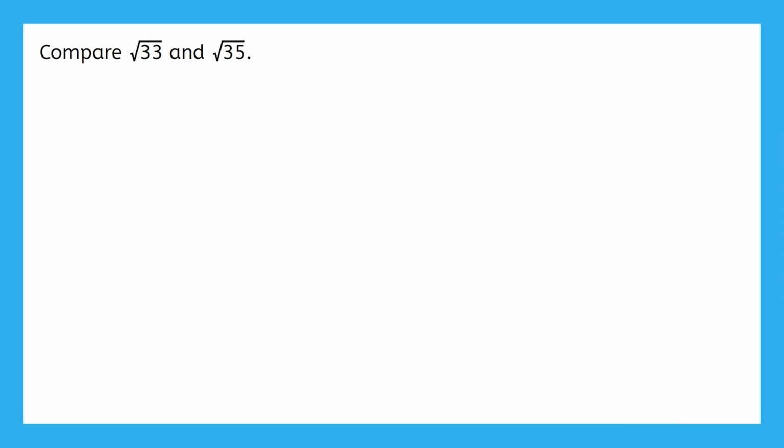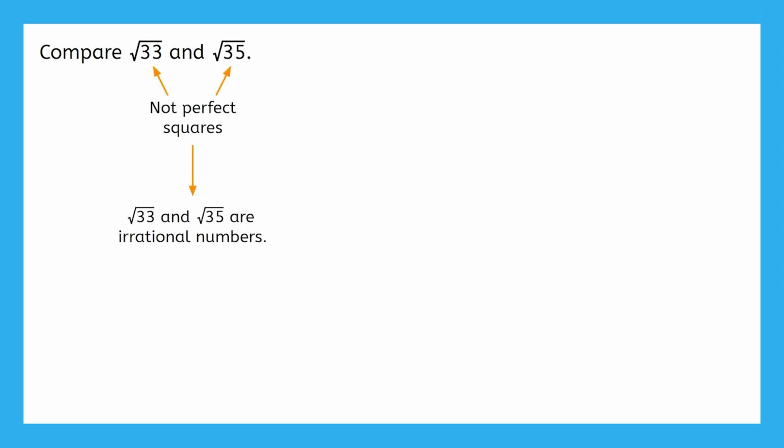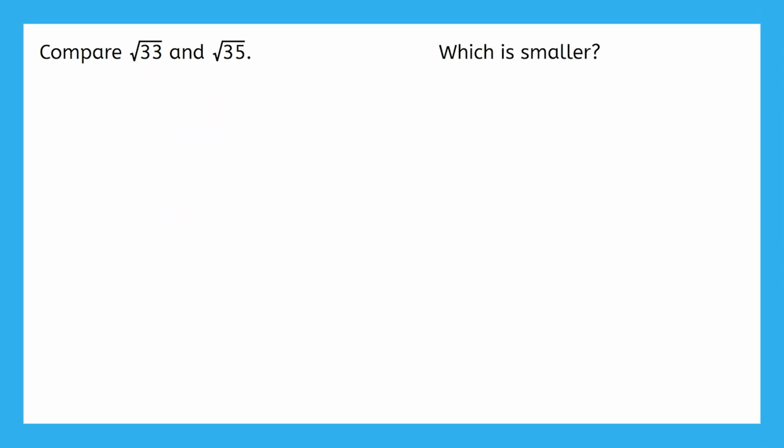Great! Now that you've refreshed your memory about square roots, let's think about the 2 we have here. Are 33 and 35 perfect squares? Nope. So their square roots are irrational numbers. Even though their decimals go on forever, irrational numbers are still numbers, so we can compare their values. Which do you think is smaller?